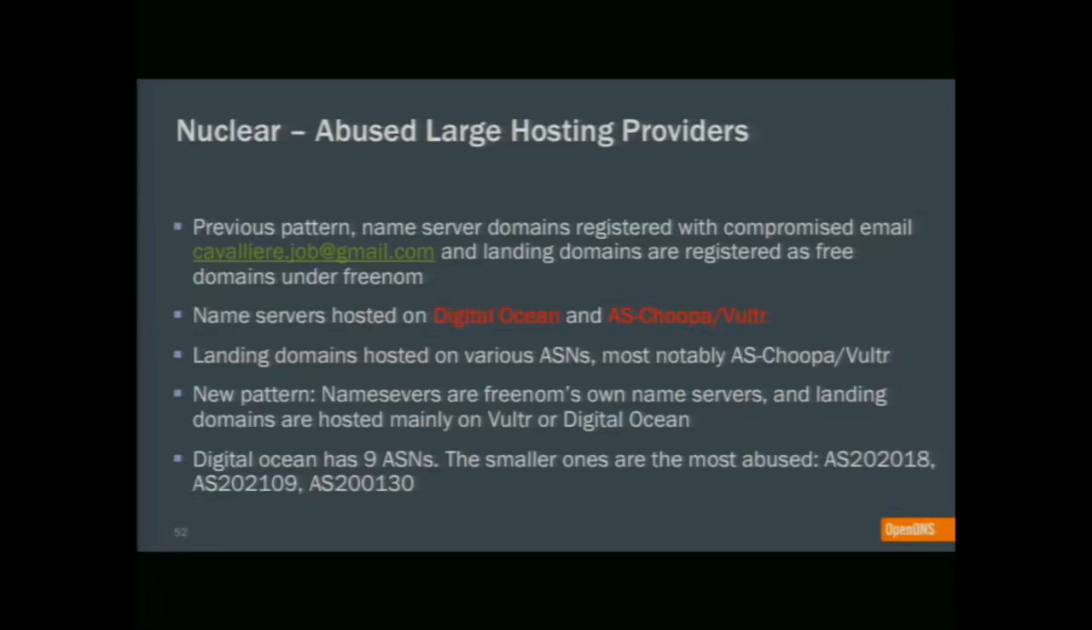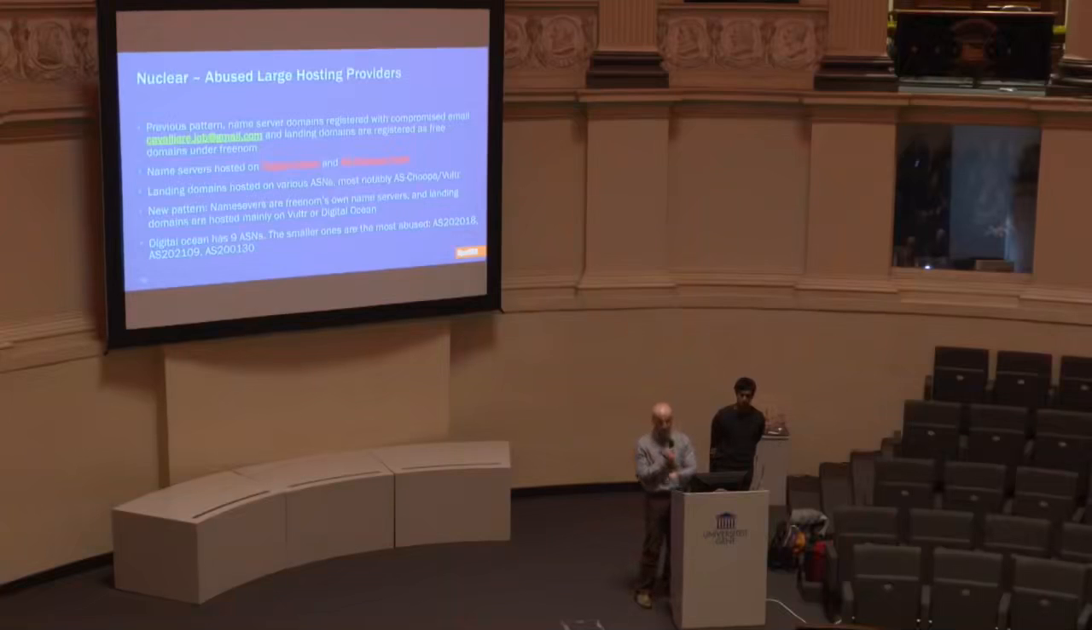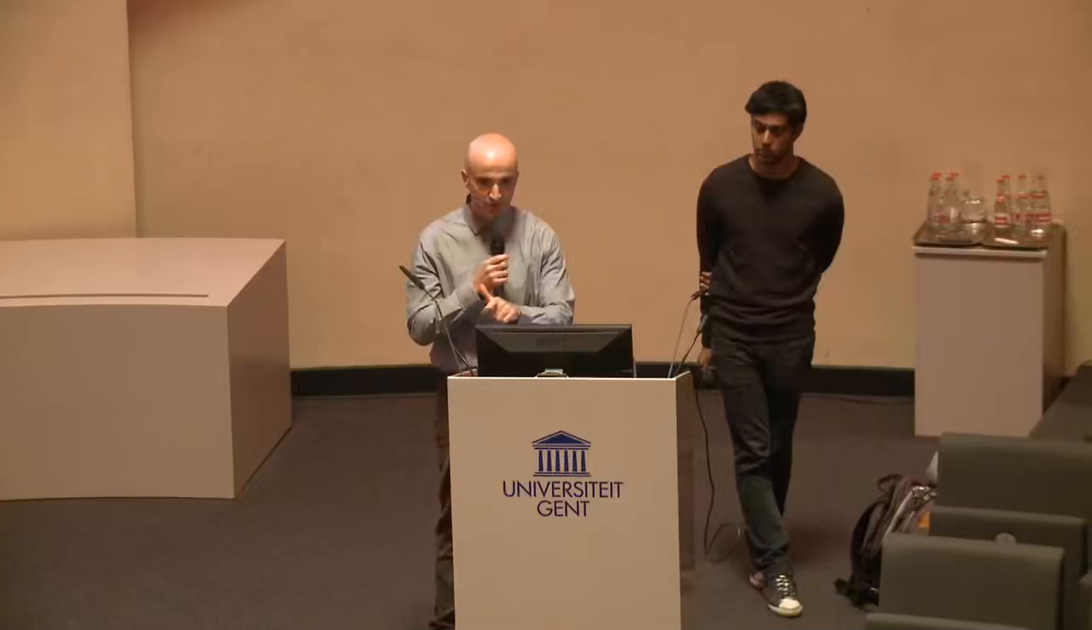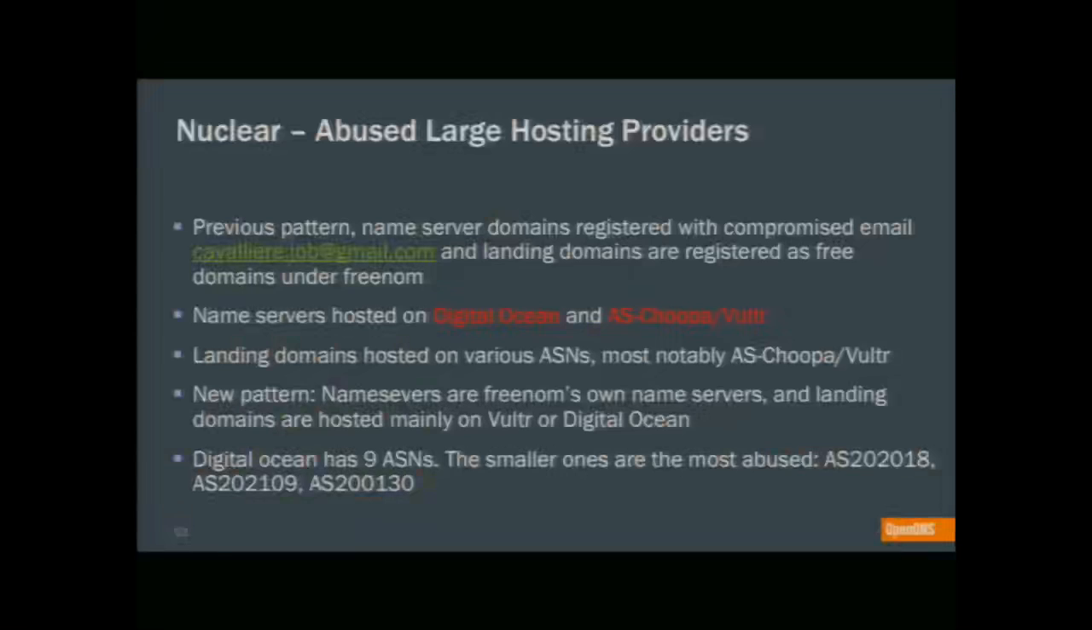In that case, the landing domains themselves, the ones delivering the attack, were hosted on a variety of ASNs, but most notably AS Vultr. Now, the new pattern that we caught recently is that they switched from having dedicated name servers to using Freenom's name servers. Again, it was easier for us to pivot around the name servers because they were exclusively for the exploit kit domains. But now they are using the Freenom name servers, which can be used for any kind of domain.